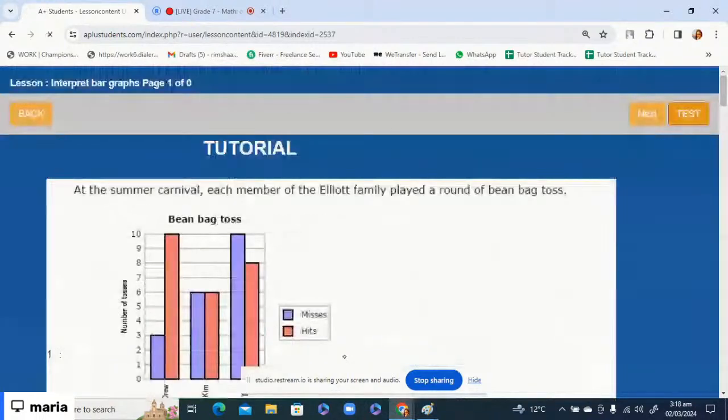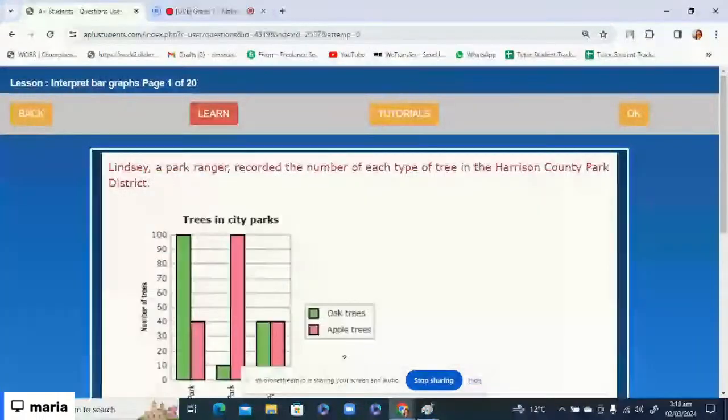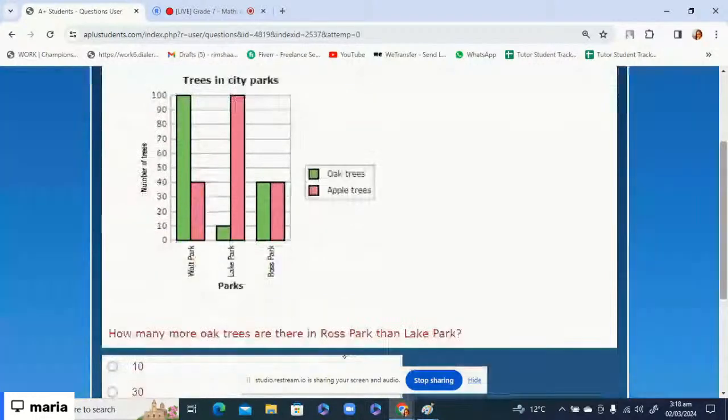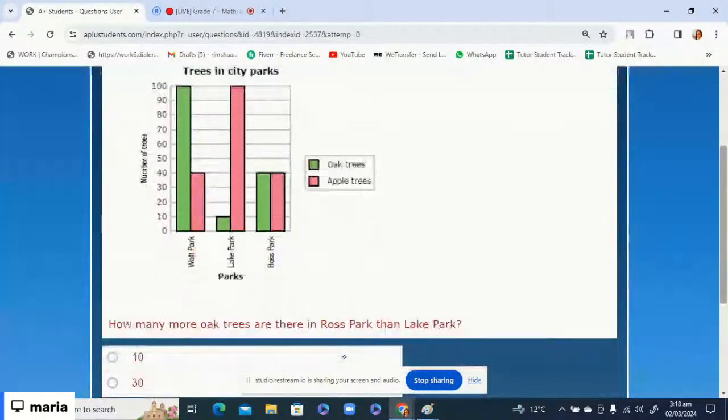let's do some test questions for that. So look at here. Lindsay, a park ranger, recorded the number of each type of tree in a Harrison County Park district. So this is the trees in City Park. Okay. Oak trees are given the green color and apple trees are the pink one. These are the names of the parks. Okay. And these are the numbers of trees.